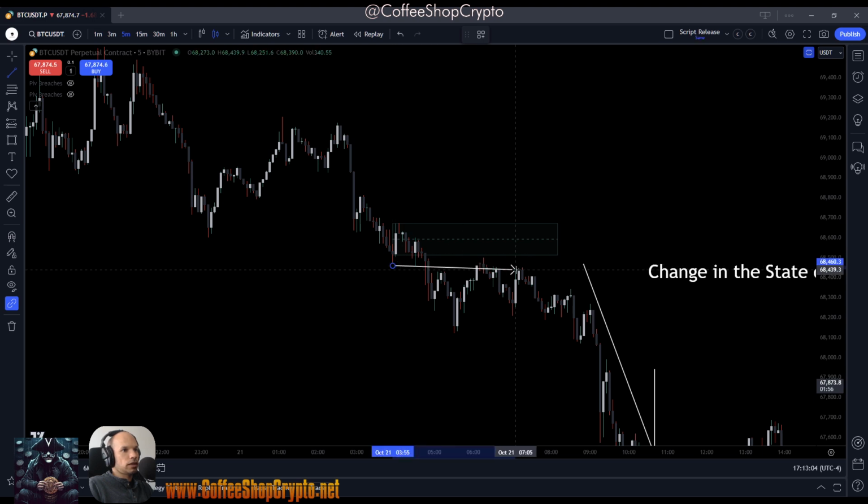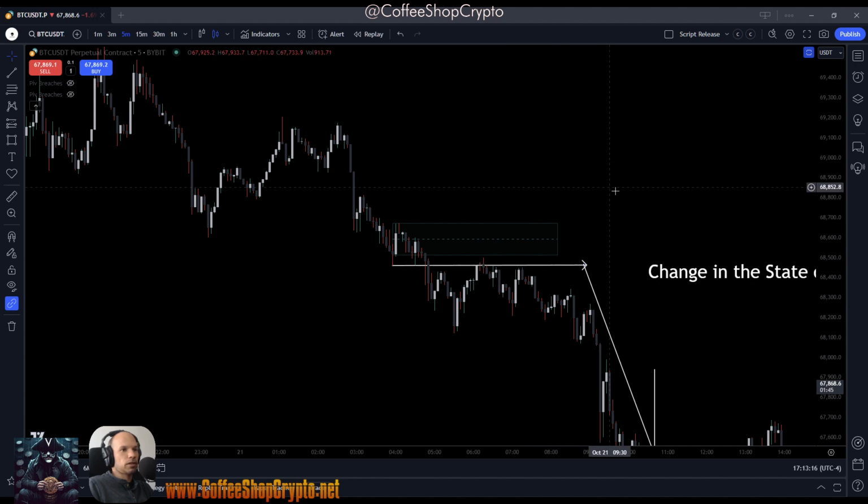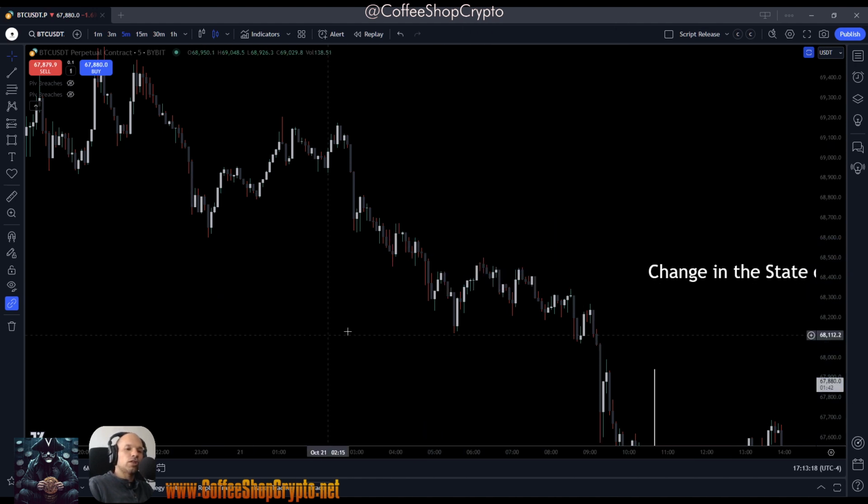So that ends up being your structure, and it does not result in a positive move. It ends up giving you, say, the structure here, which ends up rejecting price two times, and it drops finally down there. So there you go. That's how you use your change in state of delivery.